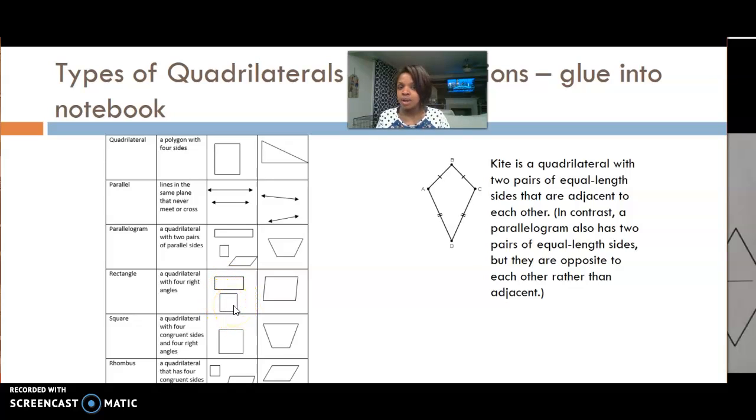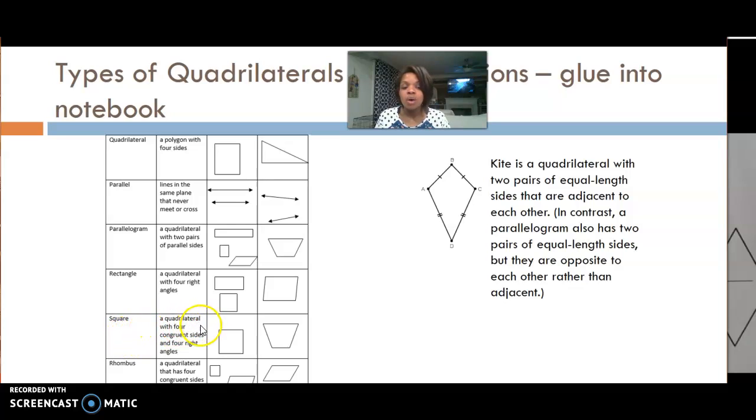Now, why would a square be in this thing that says rectangle? Well, because it has four right angles. So a square is a rectangle, but a rectangle is not a square. So here are two examples of rectangles, and this is a non-example. It's a non-example because this does not have 90-degree angles, okay? It's slanted.